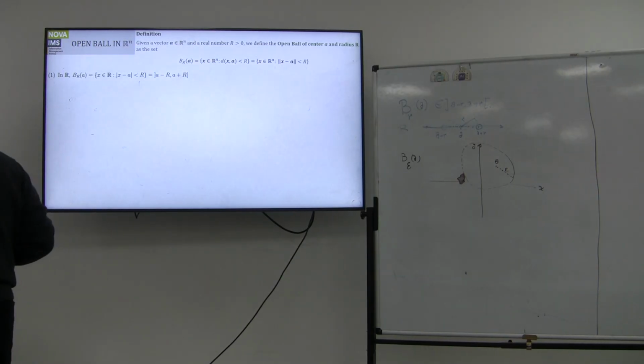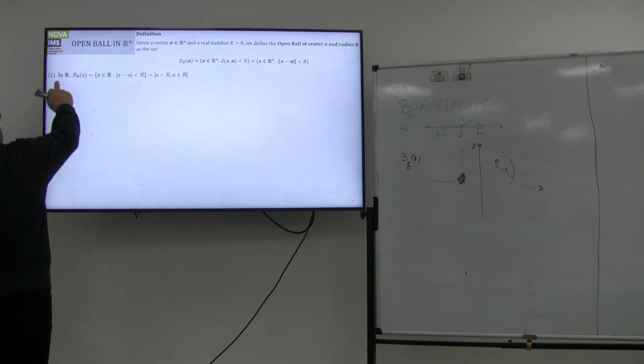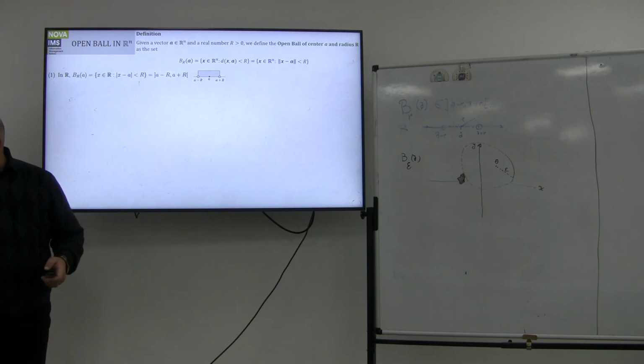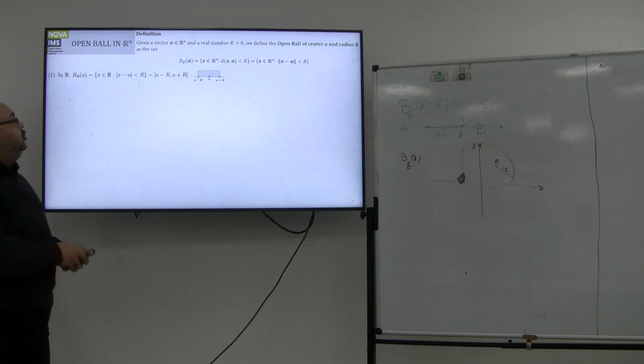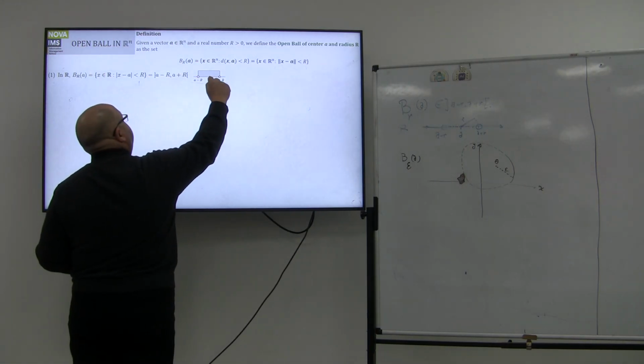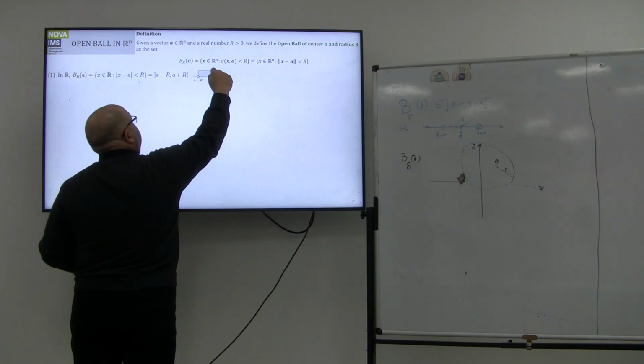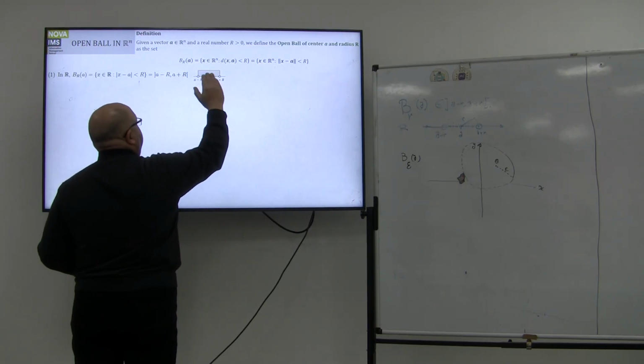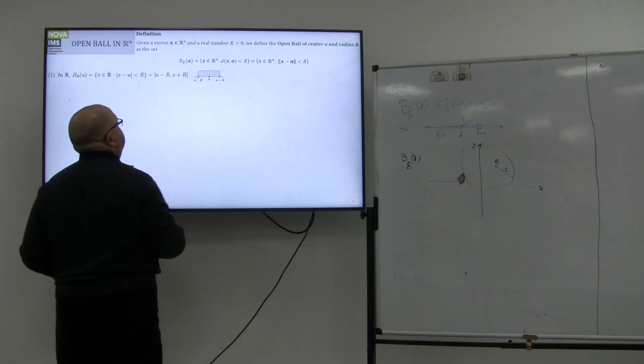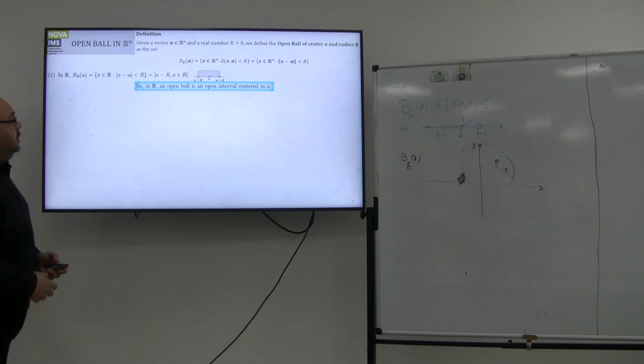So once more, if I'm talking in R, just only in R, the open ball will be simply the interval, as you can see, from A with radius R, that will give you the boundaries of your interval. That's an open ball, an interval centered in A.